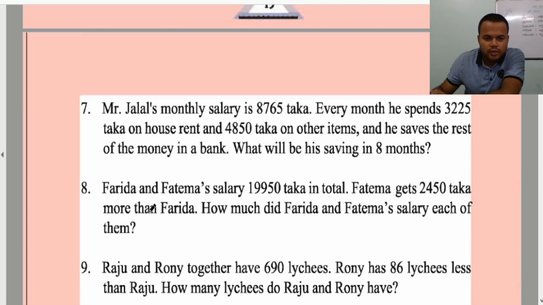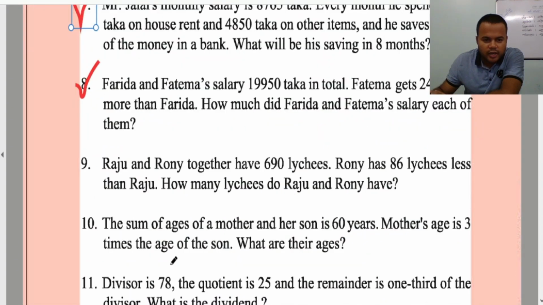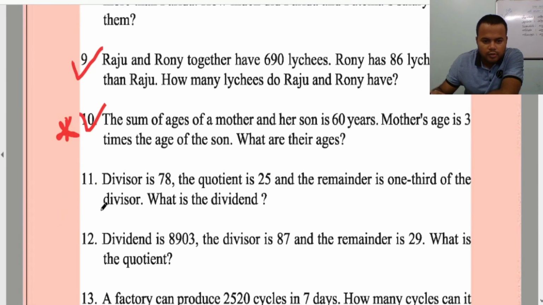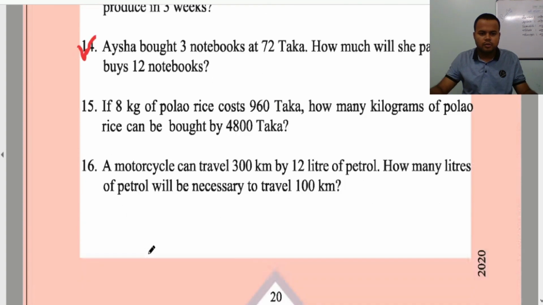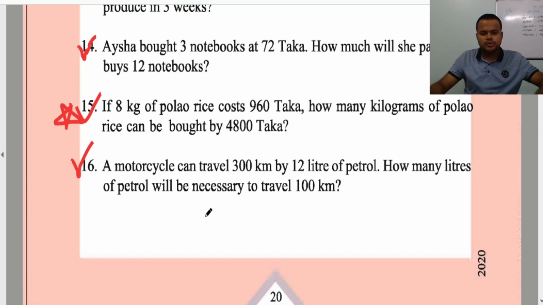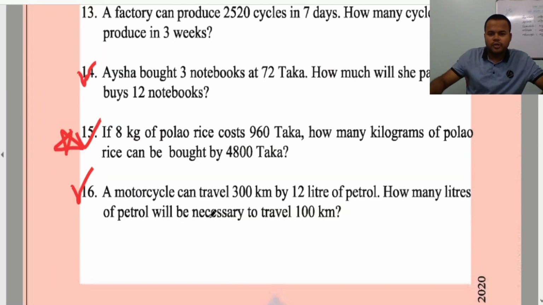Here another problems, here numbers 8, 9, and number 10. Number 10 is important. Here number 11, number 12. You have to practice these problems at home. Here number 40. And number 15, number 16. Okay, this one is also important, I think. And that's all for chapter 3.